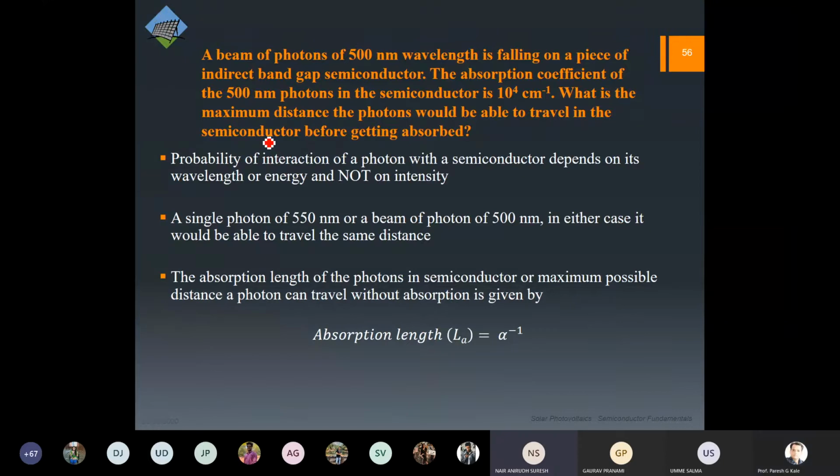Sir, 2 into 10 to the power 6. Normally we measure it in micrometers. And it's not 2, by the way. How come 1 upon 10 raised to 4 becomes 2? 500 nanometer is the wavelength, not the absorption coefficient. So you are probably not looking at the lecture, correct? You are busy with something else, right? Tell me, what is the absorption coefficient? Anirudh. Yes, sir.